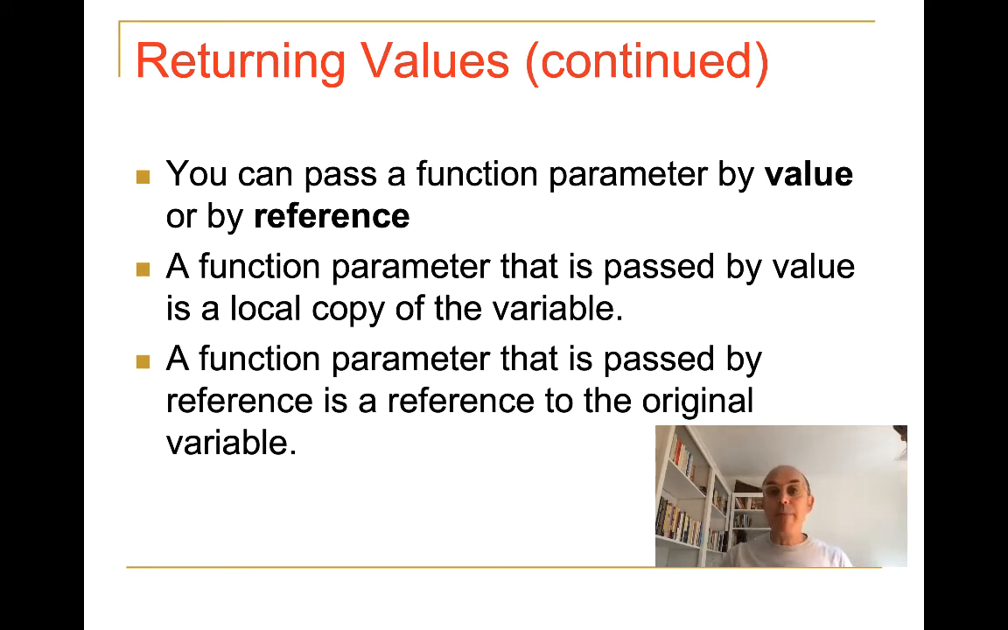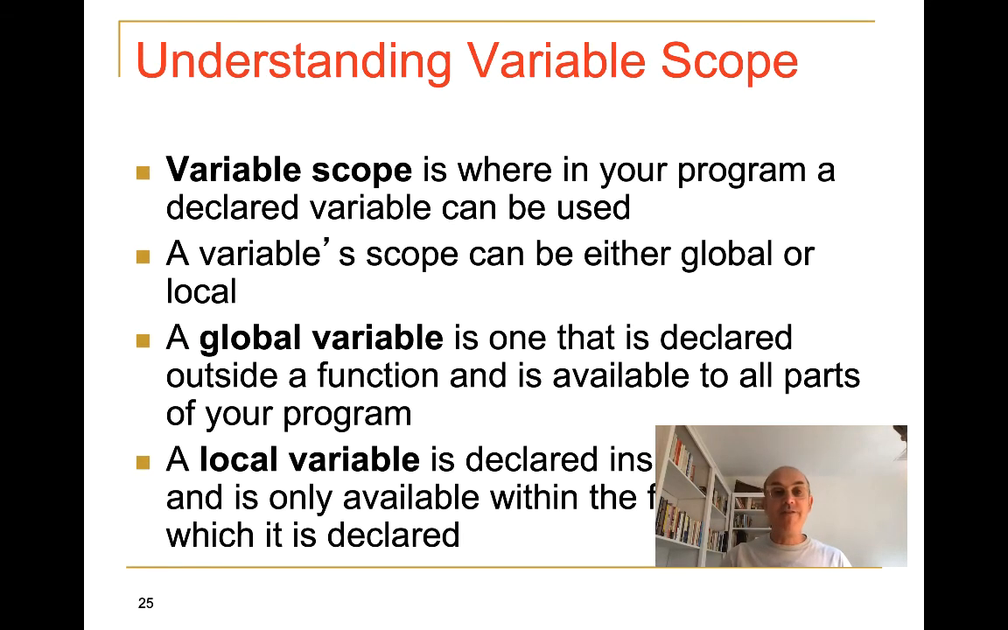So you can pass a function argument by value or by reference. A parameter passed by value is a local copy of the variable, and that's only local, it's not global, and you have to remember that. These are two types of passing that are often used in PHP. A parameter passed by reference is a reference to the original variable.